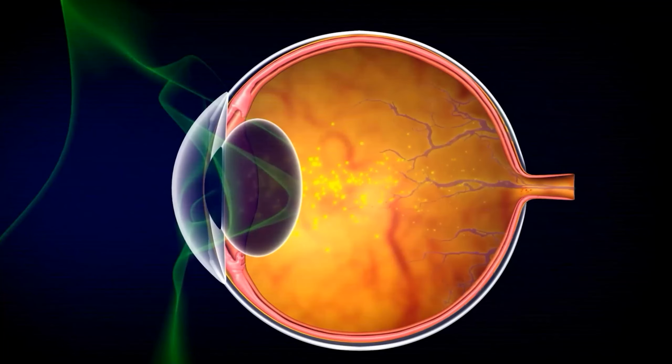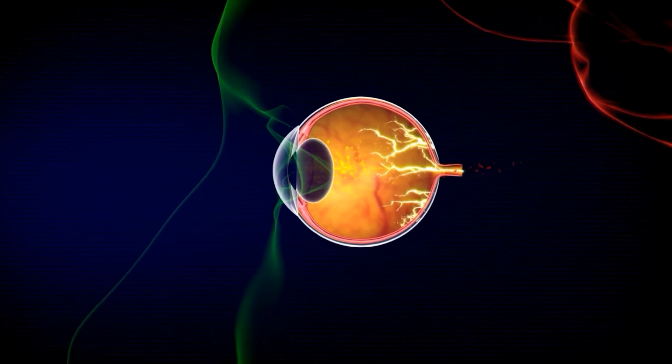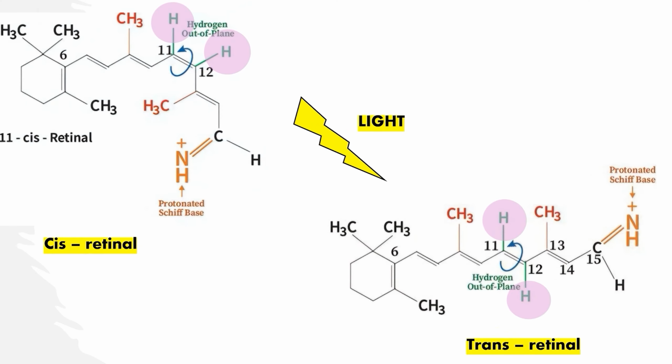This change is very crucial as it generates an electrical impulse that travels through the optic nerve to the brain. Once the information reaches the brain, trans-retinal is converted back to cis-retinal, allowing the cycle to repeat.